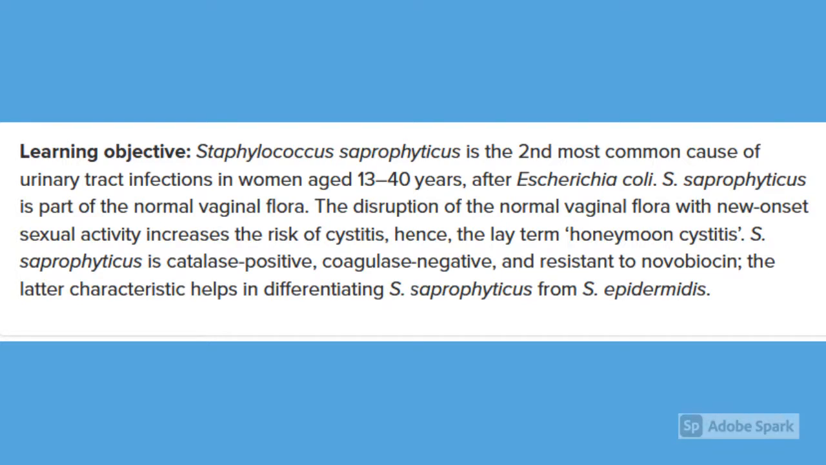Staphylococcus saprophyticus is part of the normal vaginal flora. The disruption of the normal vaginal flora with new onset sexual activity increases the risk of cystitis, hence the late-term honeymoon cystitis. Staphylococcus saprophyticus is catalase-positive, coagulase-negative, and resistant to novobiocin. The latter characteristic helps in differentiating Staphylococcus saprophyticus from Staphylococcus epidermidis.